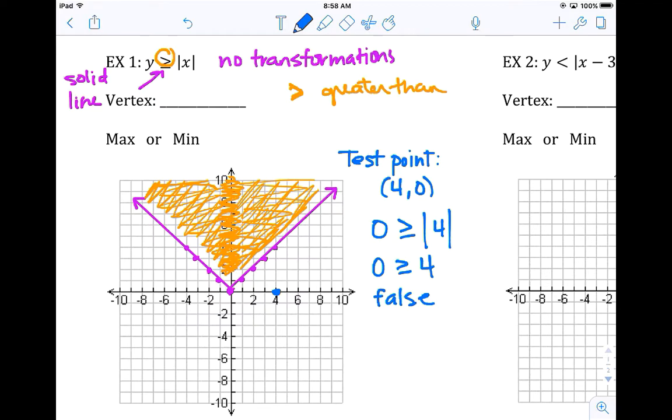If you get a true statement, then you shade toward that point. If you get a false statement like we did here, then we shade away from it, the way we shaded inside the V and not outside where that point 4, 0 was.